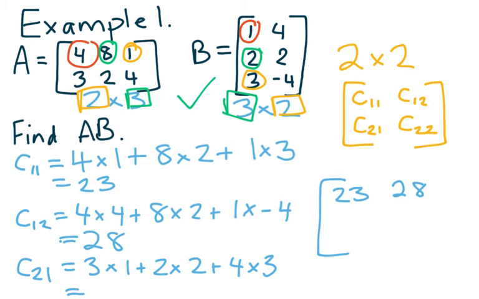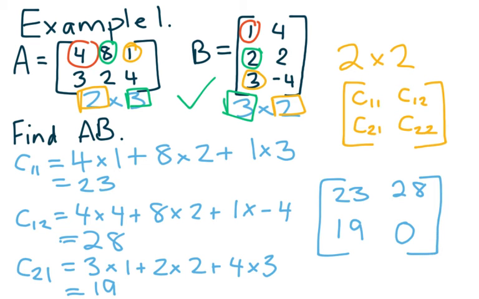So we've got 3 plus 4 is 7 plus 12 is 19. So that gives us our third element in our final answer. And then to do the last one, we would do row 2 by column 2, which is 3 times 4, which is 12, plus 2 times 2, which is 4, so that's 16, plus 4 times negative 4, which is negative 16. So we've got 16 add negative 16, and that gives us 0.